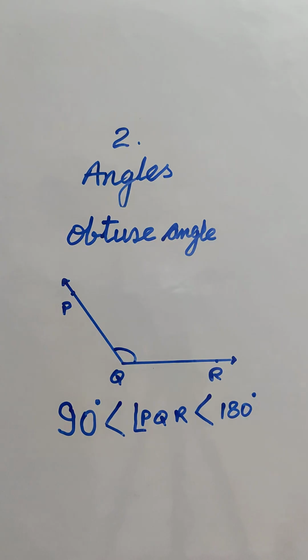Obtuse angle. An angle whose measure is more than 90 degree and smaller than 180 degree. An angle whose measure is greater than 90 degree but less than 180 degree is called an obtuse angle. This way, in the figure, angle PQR is an obtuse angle.